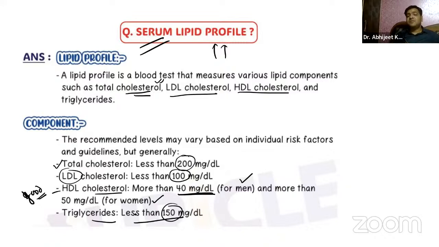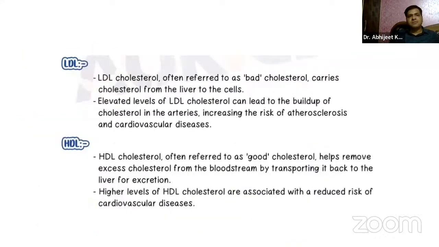Again, a patient comes to me with a triglyceride level. If I do a lipid profile and it is 325, it is more in the blood. It should be less than 150. So again, I have to start the patient on those statin drugs, right? So that is something you have to remember, the components.